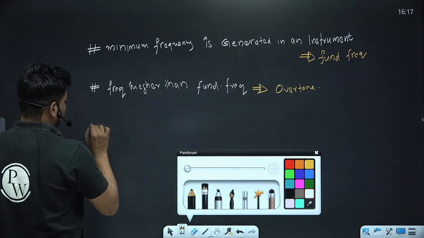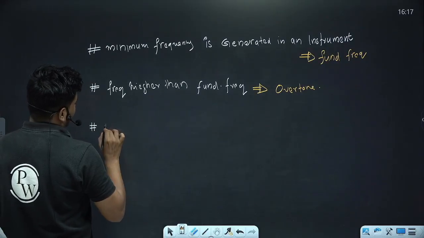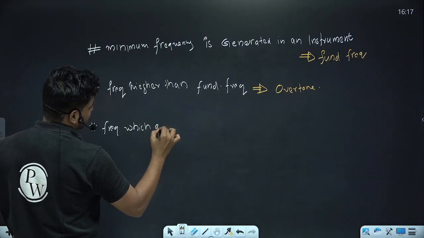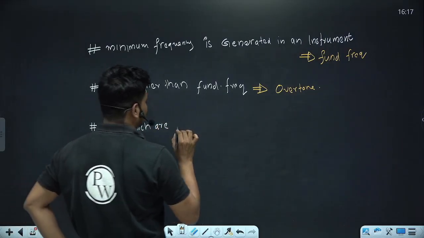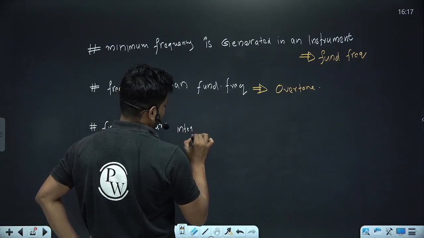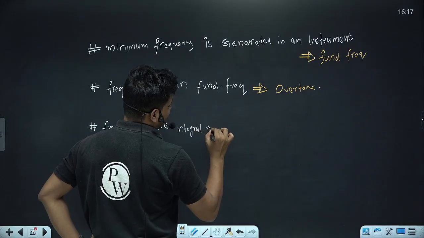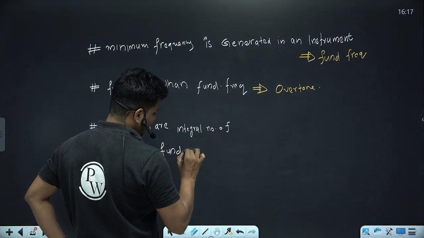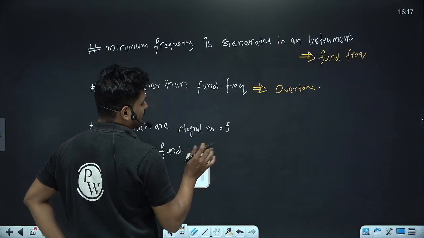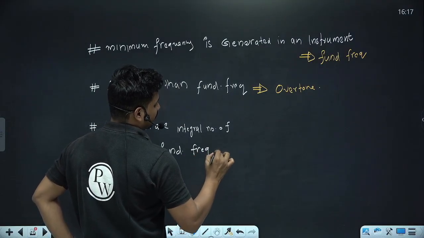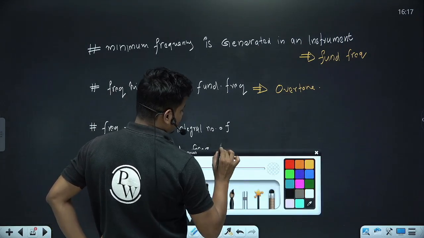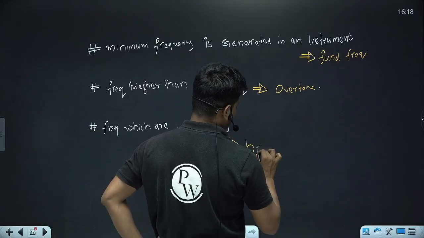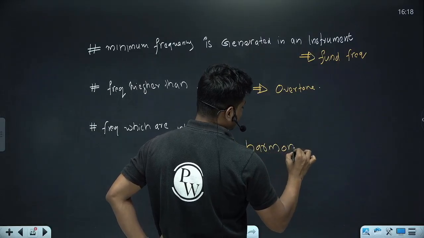The third term is the frequency which is an integral number of fundamental frequency. Integral number of fundamental frequency is known as what? That is known as harmonics. These three things also you should remember.